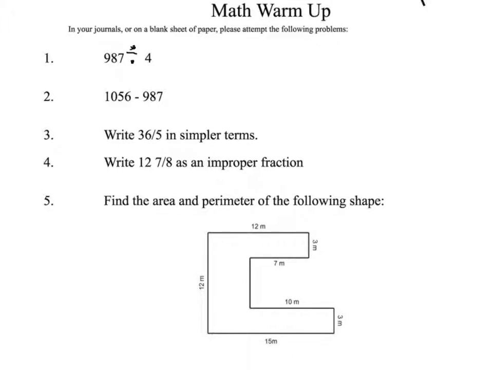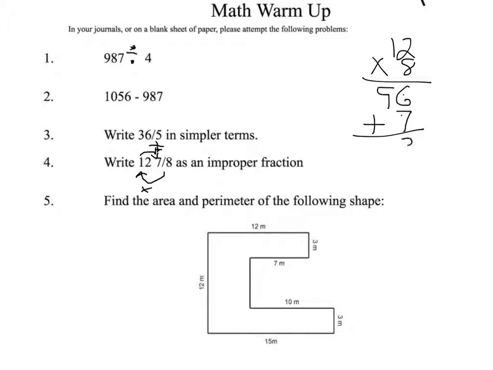As we've talked about before, in order to make a mixed number into an improper fraction, we take the denominator times the whole number, and then we add the numerator. So 12 times 8, 96, getting ahead of myself. Then we had to add 7 to that. 96 plus 7 is 103. So we have as our improper fraction 103 eighths.